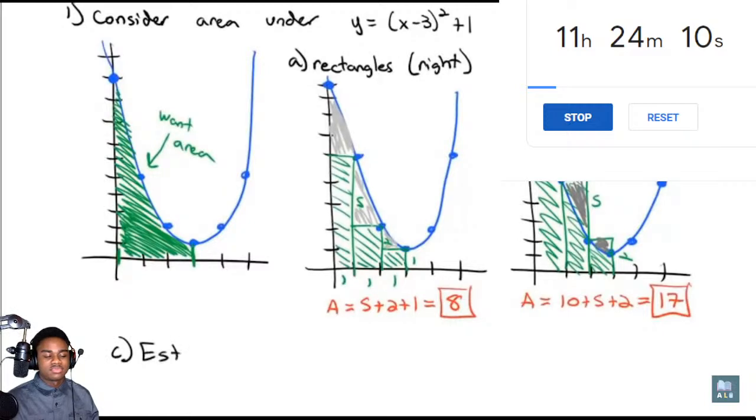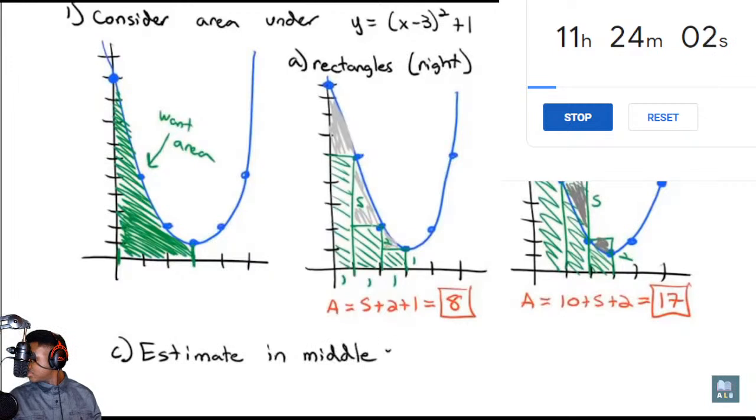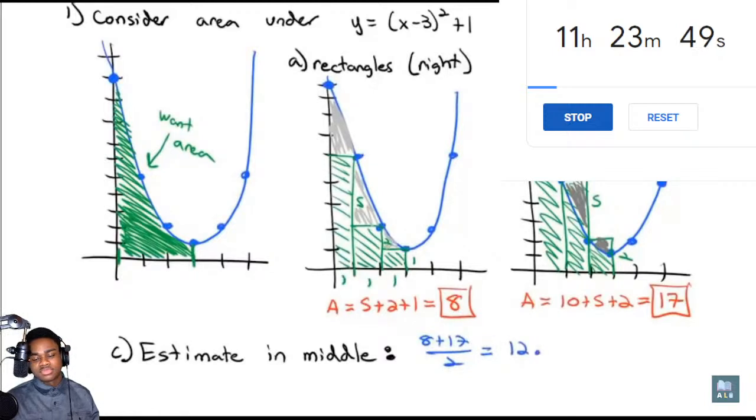Well, since we're just estimating, the actual area is in the middle of these two values. So we could just average the 8 and 17. 8 plus 17 divided by 2. When we do that, we get 12.5. So we're going to say our final estimate is that the area underneath y equals x minus 3 squared plus 1 between 0 and 3 is about 12.5.